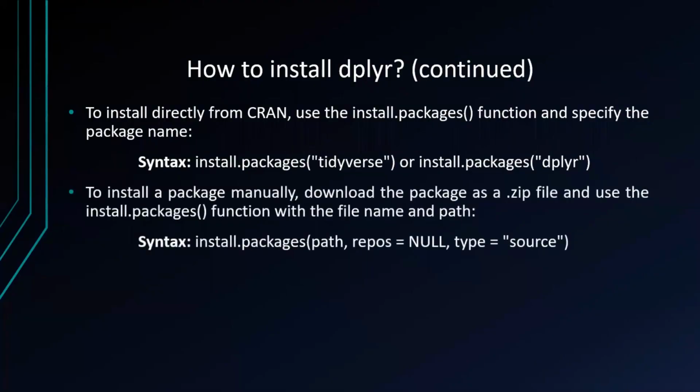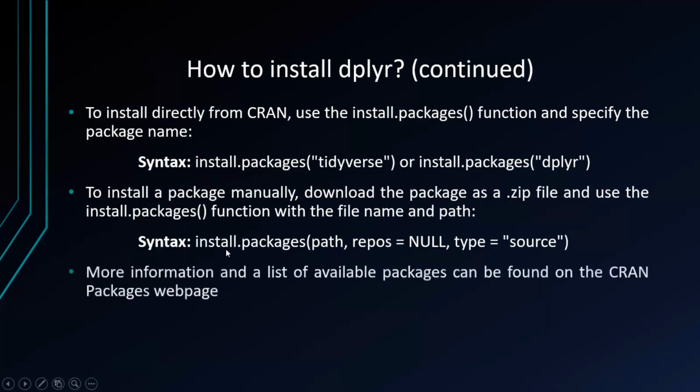Now you can also install a package manually. First of all, you have to download the package as a .zip file and use the install.packages function with the file name and path. The syntax is as follows: install.packages, then you provide the path of the zip file, then you say repos equals NULL and type equals "source", which are additional parameters. More information and a list of available packages can be found on the CRAN packages website, so you can also visit it. Now, so far you know how to install a package in RStudio. Let's move forward.